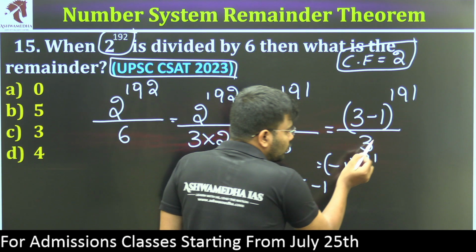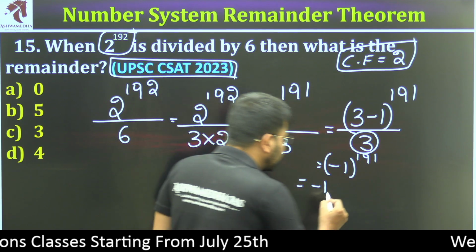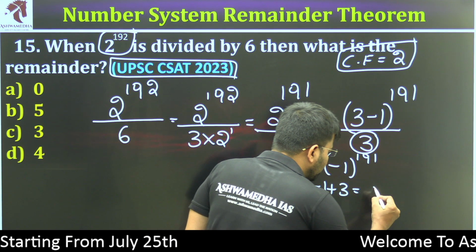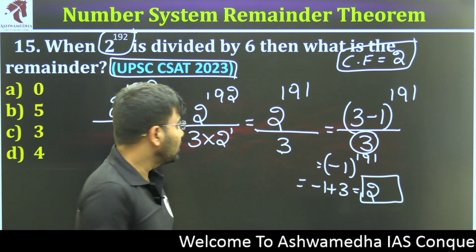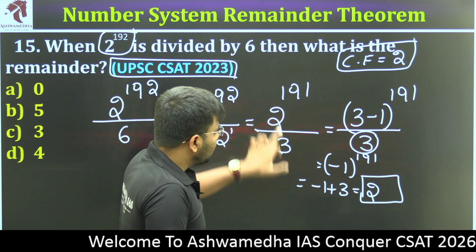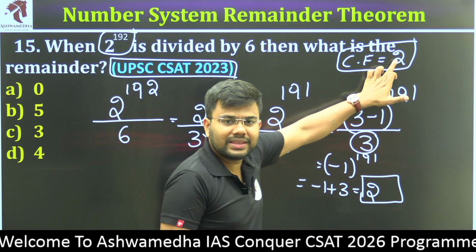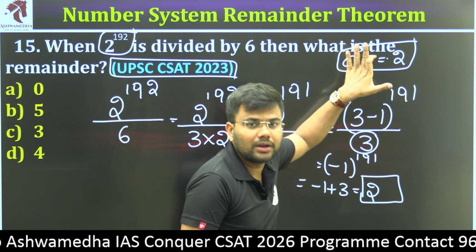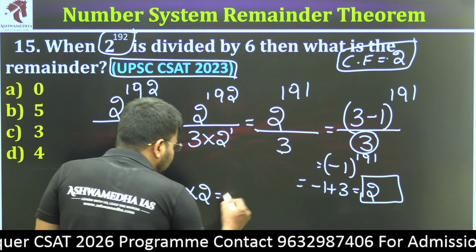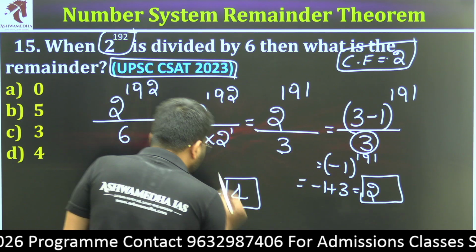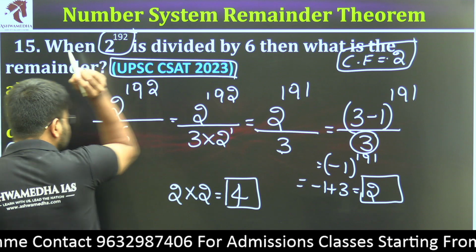Now what is supposed to be done? You are supposed to add the divisor, that is plus 3, the previous rule which you have done already. What is the remainder? 2 is the remainder when you divide 2 power 191 by 3, but you have cancelled the number. What is the cancellation factor? 2. Now that cancellation factor has to be multiplied to this remainder, that is 2 2s are 4. What is the remainder? Option D, that is 4 is the remainder.